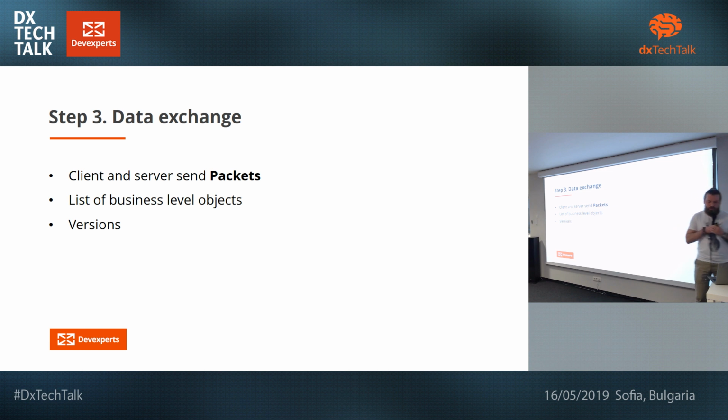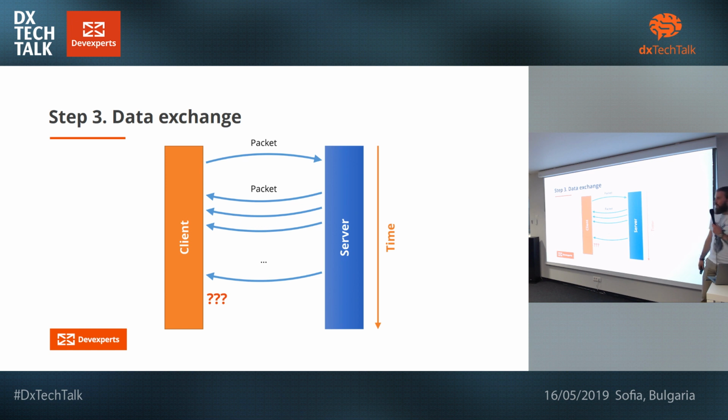So when the session is established, then the actual data exchange takes place. Here, client and server send each other packets, and please don't think these are TCP packets, they're just higher level entities, we just call them the same way. What we call a packet is just a list of business level objects, and the most important thing here is that it has versions. Each packet has a version, and versions are used, first of all, for both client and server side to understand where they are at the point of exchanging messages, and it's also used in that previous step for the session restoration mechanism, because if the versions are the same, they think they are on the same page and can safely continue exchanging messages.